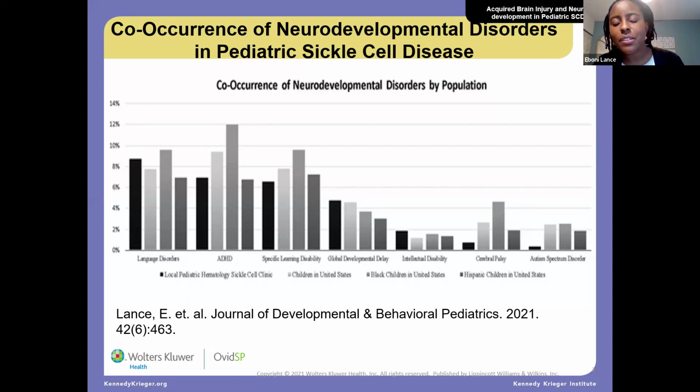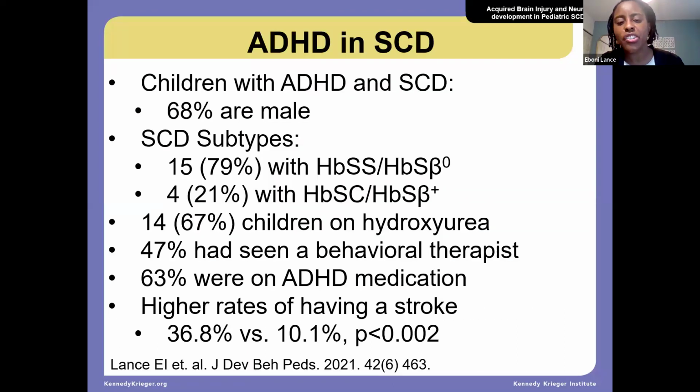And then again, you can still see on the far side of this graph that autism spectrum disorder, we had seen a few patients with this disorder, but it was still lower numbers than expected. And so we took a closer look at the patients with ADHD and the patients with language disorder, but I'll just talk about the ADHD data here.